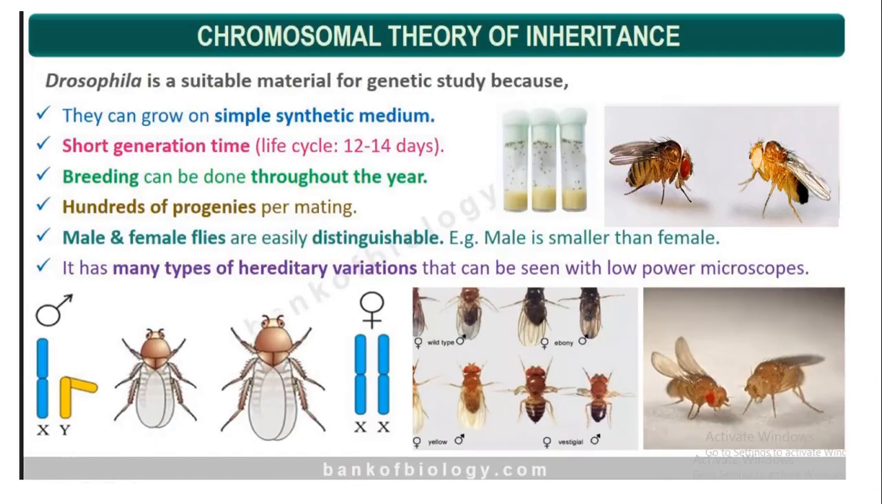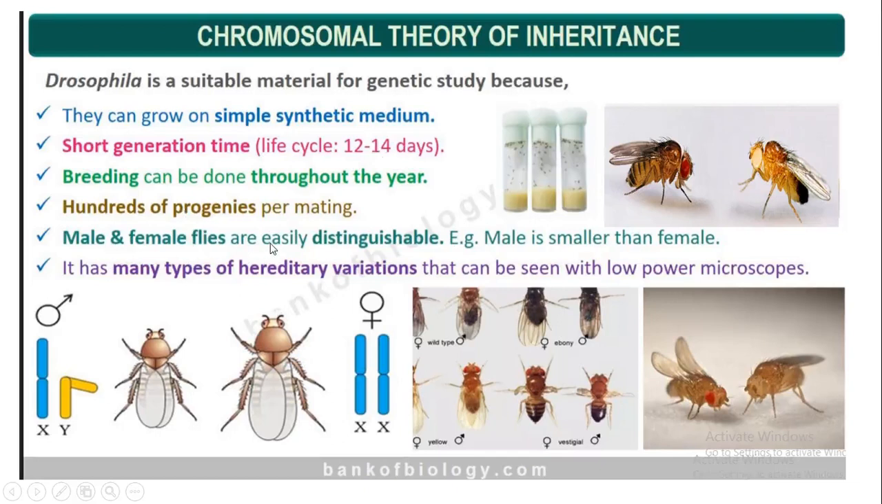So why he choose a fruit fly அப்படின்னு பார்த்தோம்னா, it can be grown very easily using a simple synthetic medium. Okay, so இங்க பார்த்தீங்கன்னா they were able to grow it in a simple medium. Sugar syrup அந்த மாதிரி சின்ன சின்ன tubesல they were able to grow it. And short generation, இதோட life cycle பார்த்தீங்கன்னா 12 to 14 days. So 2 weeks max. Okay, it can complete its own life cycle. So breeding வந்து it can be done throughout the year and hundreds of progenies வந்து result பண்ண முடியும், single mating.